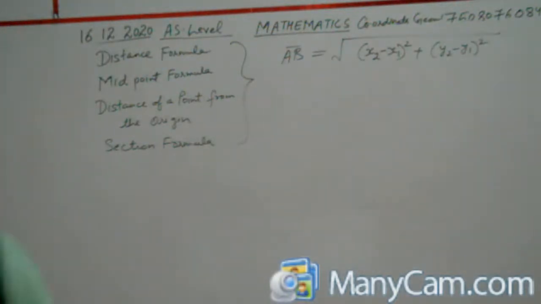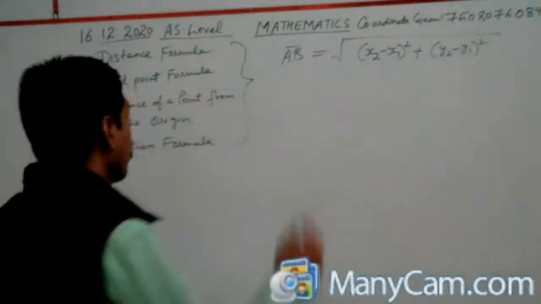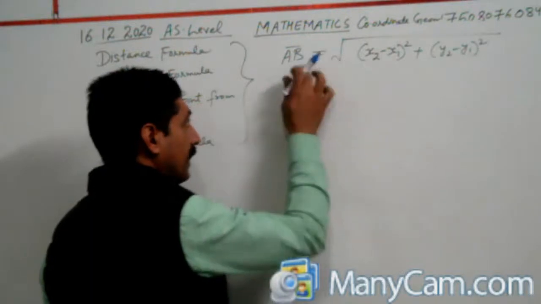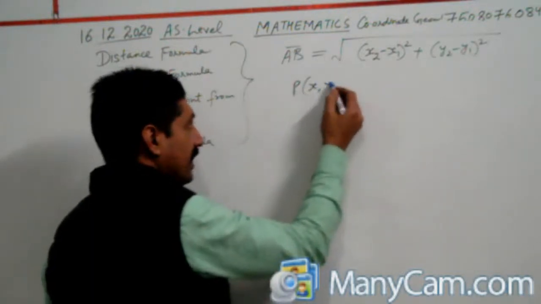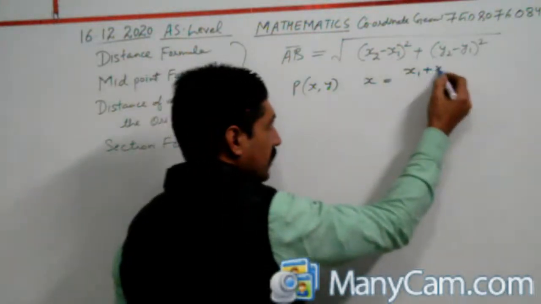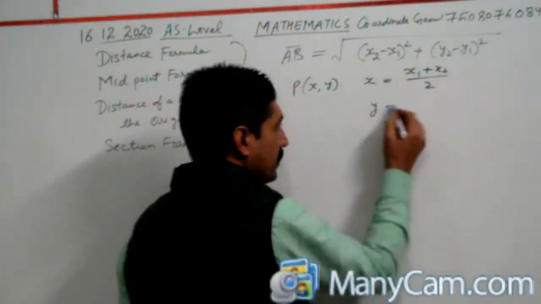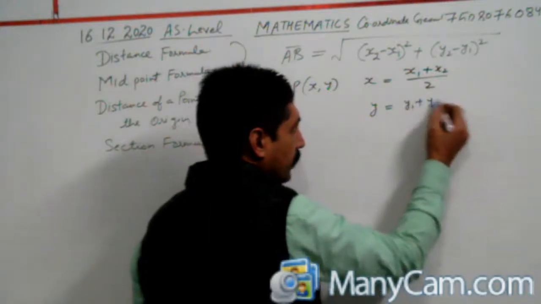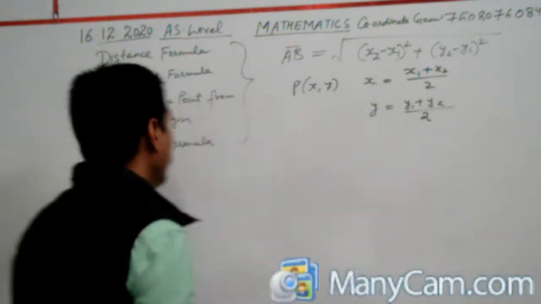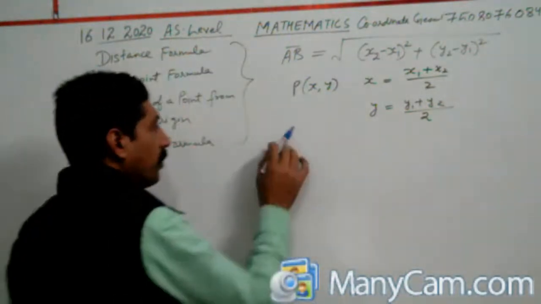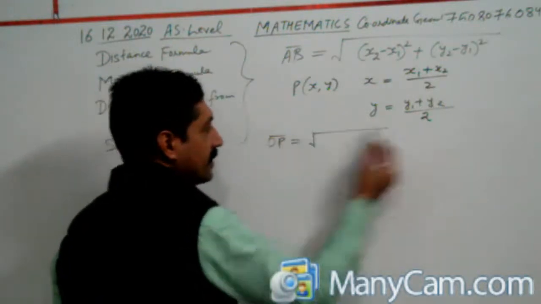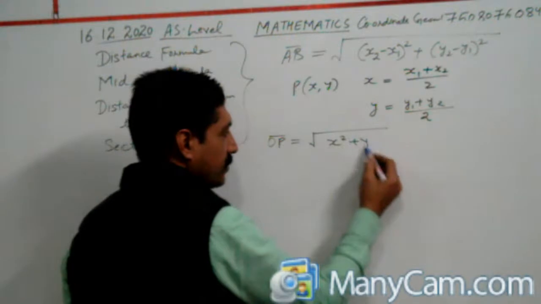Next, we have the midpoint formula: if any point is the midpoint of the line segment, then its coordinates x and y are x is equal to (x1 plus x2) divided by 2 and y is equal to (y1 plus y2) divided by 2. Right? And the distance of a point from the origin. If O is the origin, then the distance OP is always equal to the square root of x square plus y square.